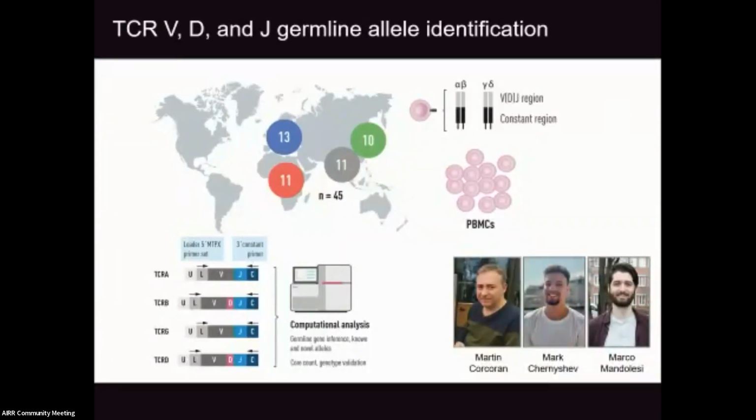So again, this study was led by Martin Corcoran, and here he was greatly helped by Mark Chernyshev, again, who's here if you have any questions, and another PhD student, Marco Mandolesi, who also worked very hard on this study. We used these population groups that are shown on this slide, and we generated libraries for both the TCR alpha, beta, gamma, and delta genes. We ran IgDiscover and all our different methods to confirm the genotype in each of these individuals.